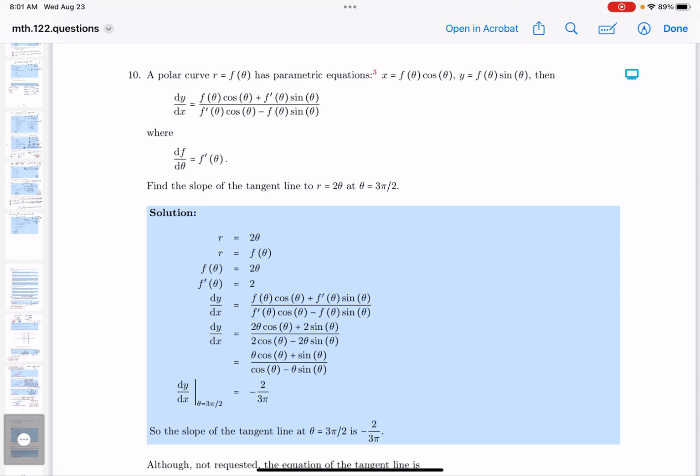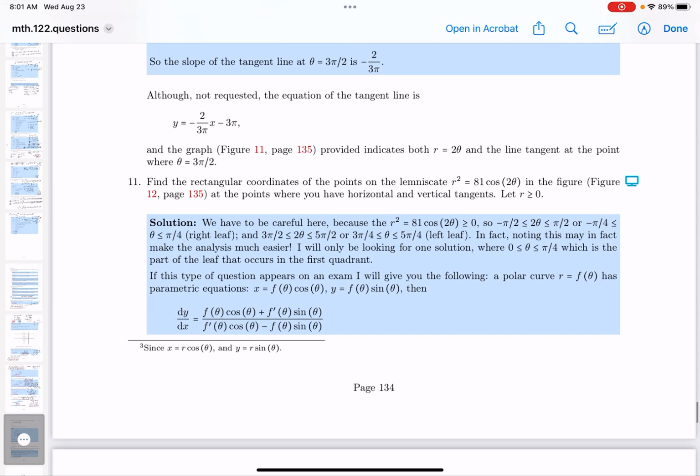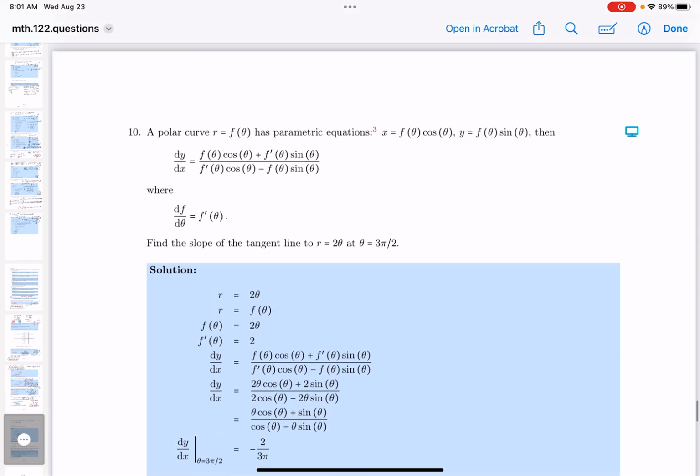Okay, for number 10, we're given a polar curve. r is a function of theta, parametric equation. I want to just point out there's footnotes over here. You can read through those footnotes if you want. We'll certainly go through it at the whiteboard.